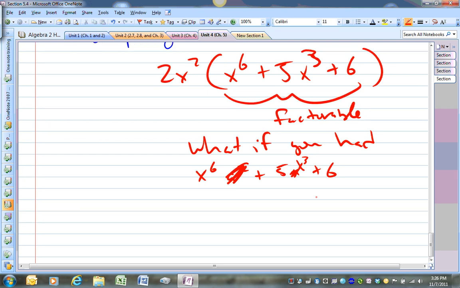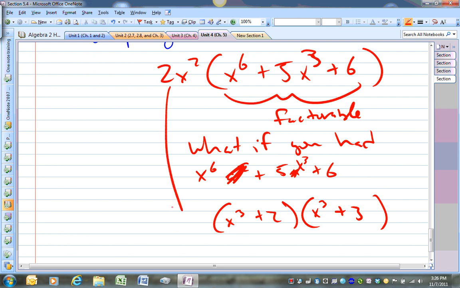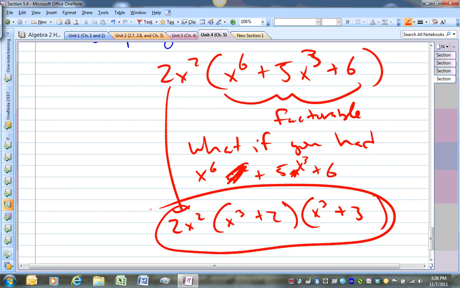So now what I can do, oh, that just vanished. That's so cool. Anyway, now what I can do is break up x to the 6 as x cubed, because x cubed times x cubed is x to the 6. Remember we talked about this when we did rules of exponents about 2 weeks ago? Plus 2, plus 3. That gets you the same thing because when you FOIL it, you do get 5x cubed and 2 times 3 is 6. And of course bring your 2x squared down. So that's it for that one. And we can't really do sum of cubes because 2 and 3 are not perfect cubes.